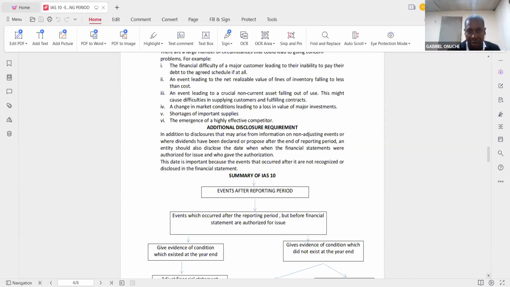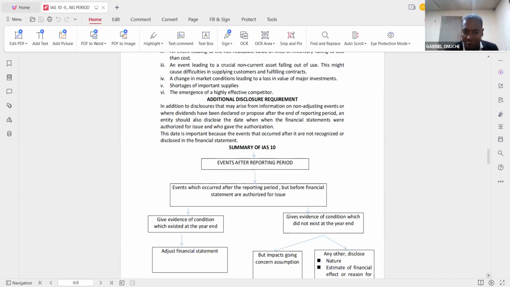Non-adjusting event occurs, disclose. When dividend is declared or proposed after the reporting period, disclose. When was the financial statement authorized for issue? Disclose. Who gave the authorization? Disclose. I think these are the claims of disclosure requirement.